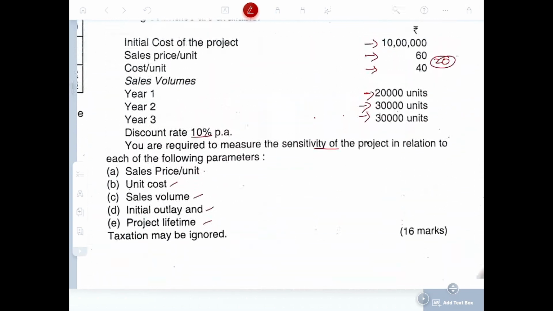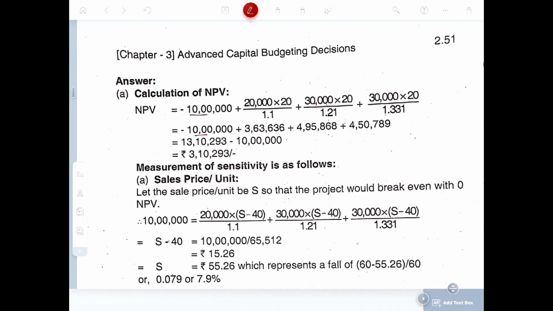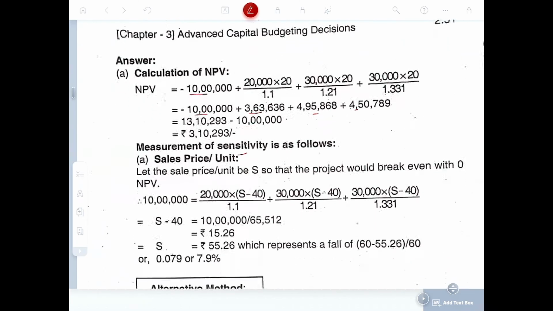Okay, for net present value, outflow, 20,000 at 20 profit, 30,000 at 30 profit. Now, how you put 1.1, because 10% discount rate, 1.1, 1.21, 1.31. You get 10 lakhs, 3 lakhs 56. So, totally 3 lakhs profit for the total project.